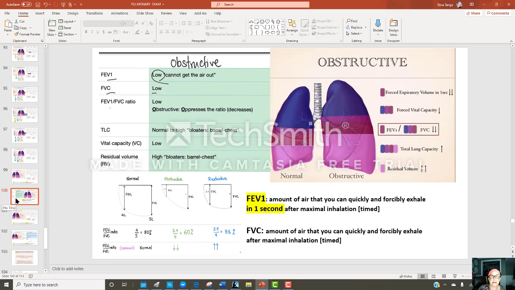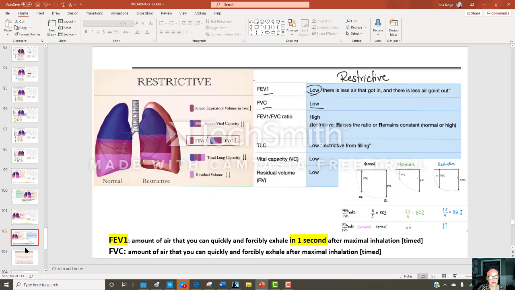So obstructive pulmonary diseases. I like this right here. The FEV1 to FVC ratio. So the forced vital capacity is a 4 and the forced expiratory volume is a 2.4, so you're going to have a low 60%. The ratio is going to be low.